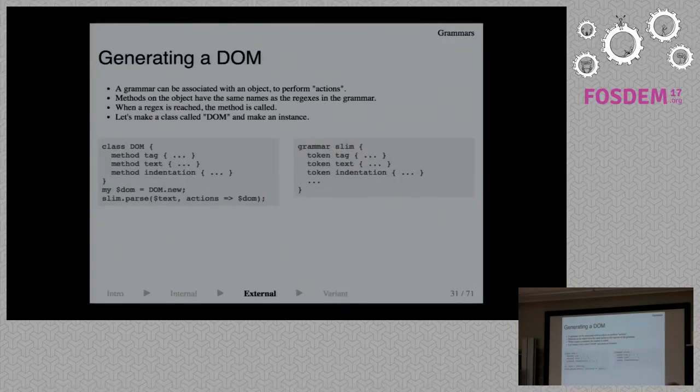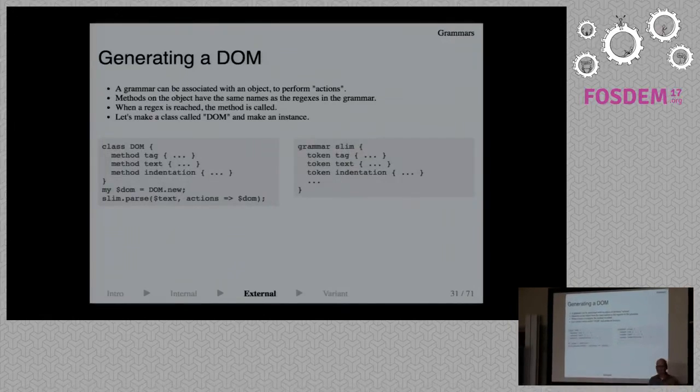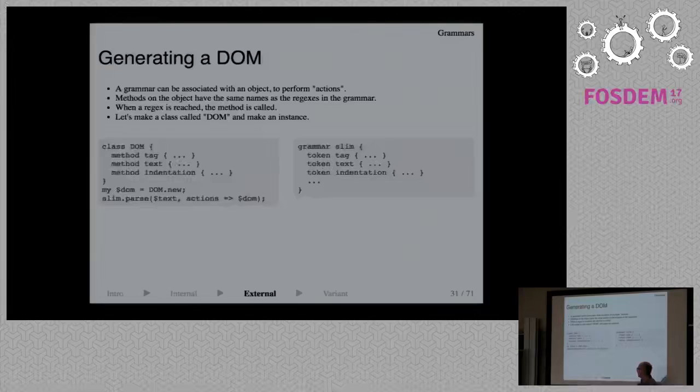So here we have our grammar, which had tokens: tag, text, and indentation. We're going to make a class that has similar methods, one called tag, one called text, one called indentation. Basically what we have to do is say, here's what you do when you see a tag, or here's what you do when you see indentation. Then creating a new object, we say my $dom = DOM.new, and we call Slim.parse, and the actions parameter sends the object whose methods are going to be called.